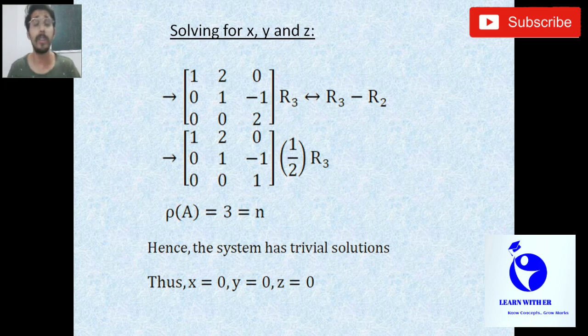So I hope you have understood how we have performed this. It's pretty easy, very easy. You just need to find the rank. If it is equal to n, a trivial solution. If it is not equal to n, non-trivial solution. Or you can find the determinant. If it is equal to 0, non-trivial solution. If it is not equal to 0, trivial solution. So this is how we are finding the answer.